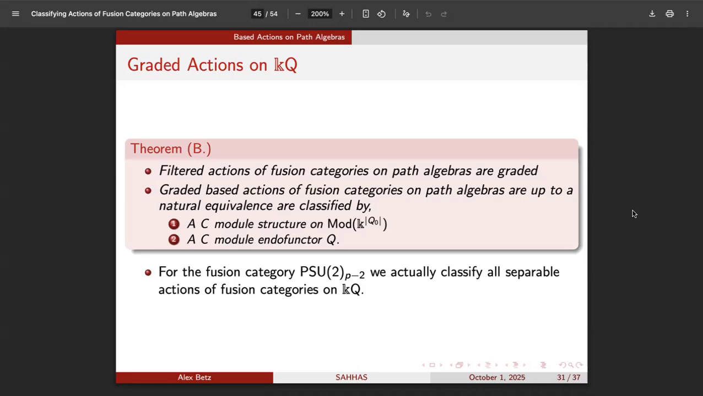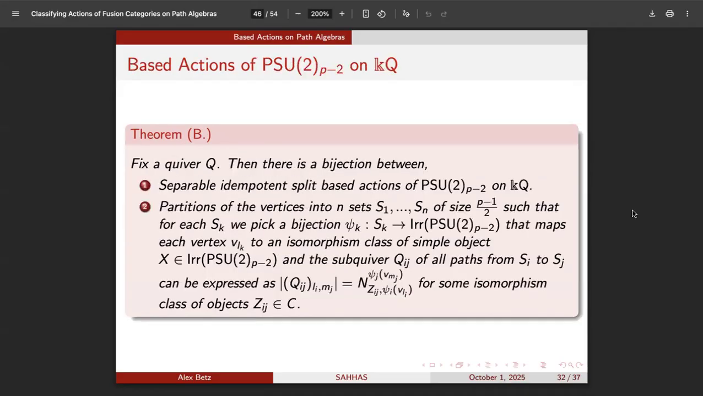The hard work I was able to do, or maybe the interesting work, is that for the specific fusion category PSU2, I was actually able to classify all of the separable actions of fusion categories on the path algebra. And so this is my main theorem. You're going to read this and say this is the duality of doing category theory: you can look at some really cool ideas, but sometimes when you write things up to certain categorical equivalences, you get super messy looking theorems.